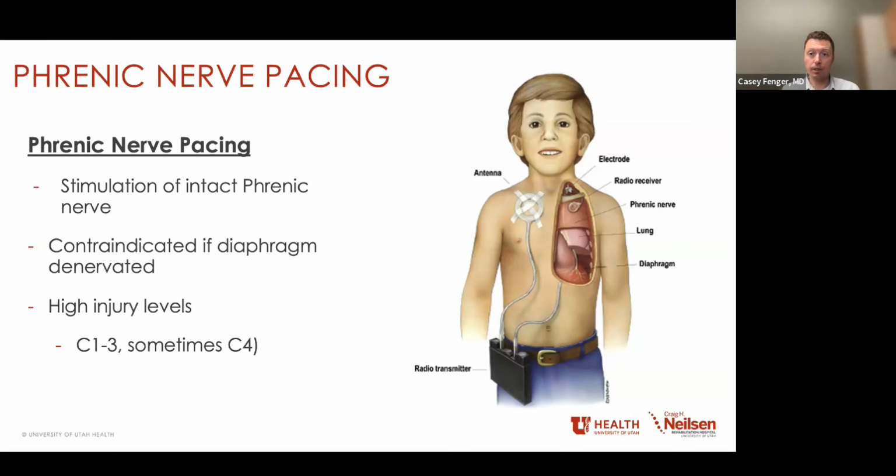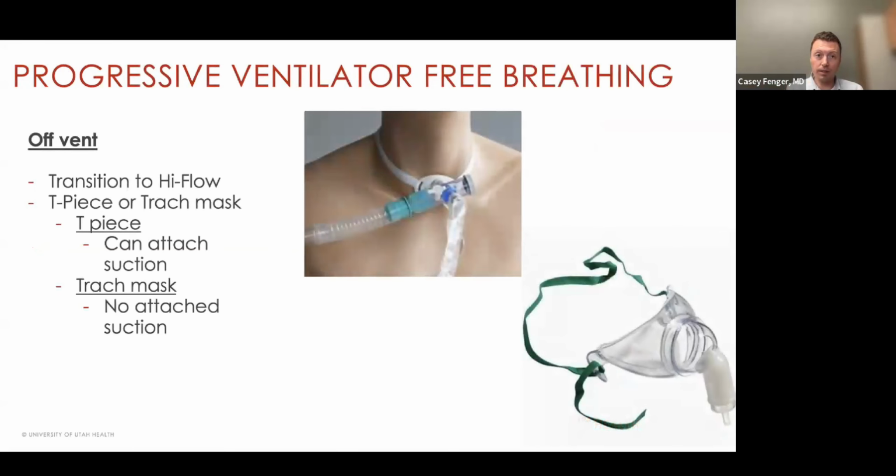Where this becomes difficult is it doesn't work if the diaphragm is denervated. So if someone has an injury around C4, C5, C6, and they have an injury to those nerve roots that give rise to the phrenic nerve, the pacing's not going to work. So this works best in those patients with injury levels of C3 and above. Occasionally, someone with a C4 is able to get this done, but again, if there's damage to the peripheral phrenic nerve itself, these devices won't work. So once we go through that whole process, then we can talk about getting someone off of the ventilator.